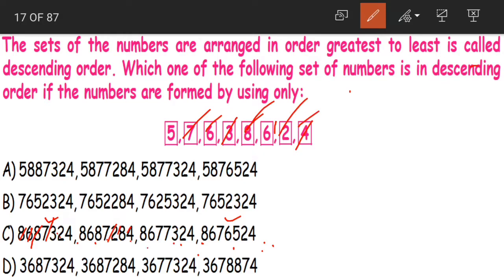2, 8, 4 are also there. Next, 8, 6, 7, 7, 3, 2, 4. Again, all the numbers are there. Yes, children. So next, again, 8, 6, 7, 6, 5, 2, 4. All the numbers are there.